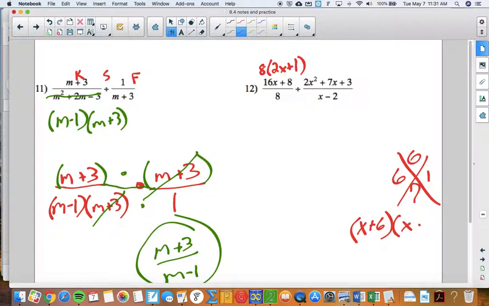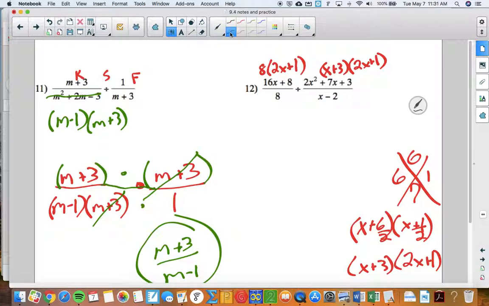But we need to divide those because it's the AC method, or slide and divide. Slide and divide we've been calling it. We have to divide it by our leading coefficient, which is 2. So we get x plus 3 times 2x plus 1. So that would go on what is the top right now. But see what's going to happen here, right? So let's rewrite the fraction.